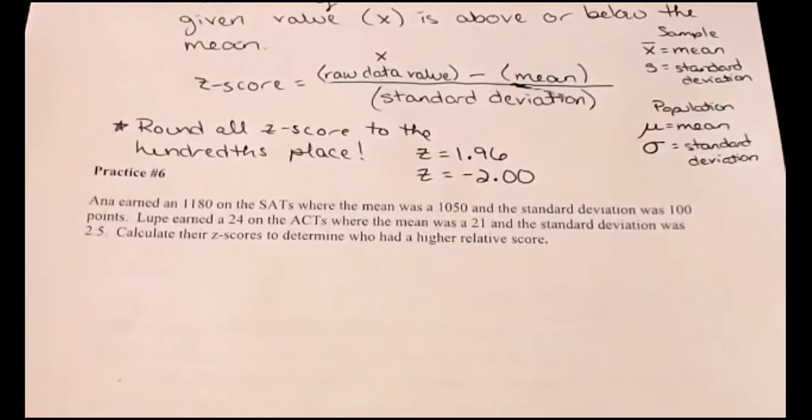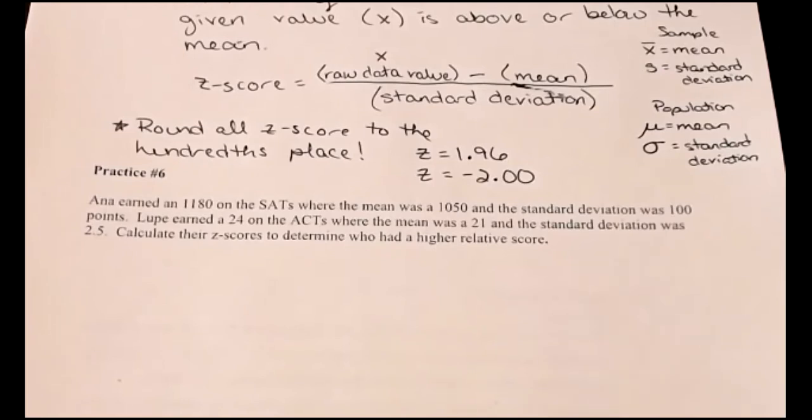Anna earned an 1180 on the SATs, where the mean was a 1050 and the standard deviation was 100 points. Lupe earned a 24 on the ACTs, where the mean was a 21 and the standard deviation was 2.5. Calculate their Z-scores to determine who had a higher relative score.